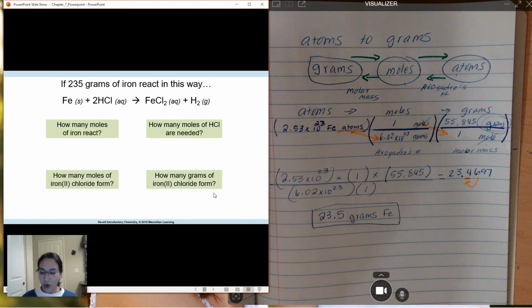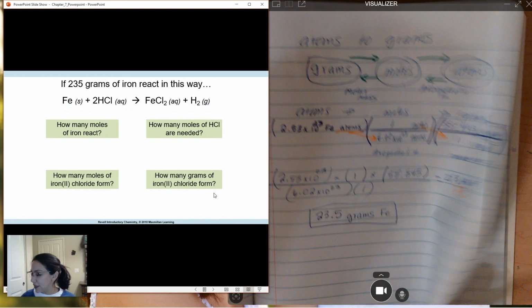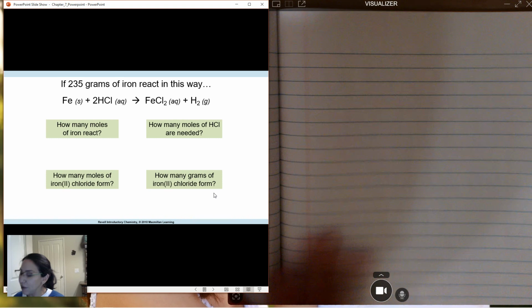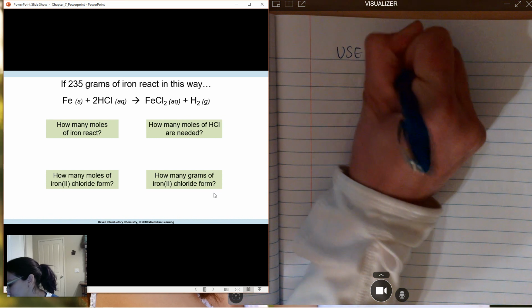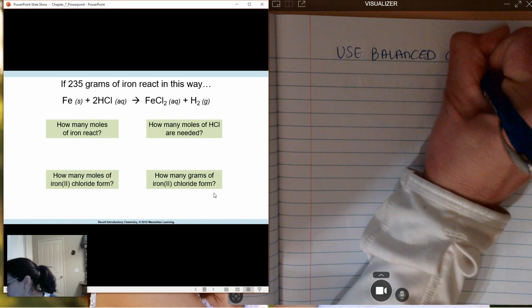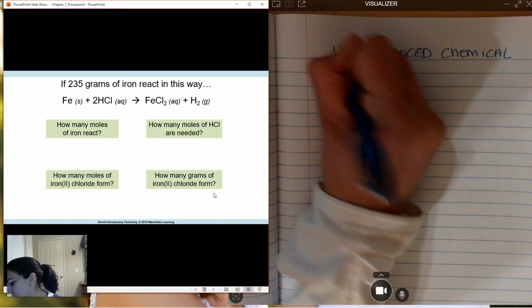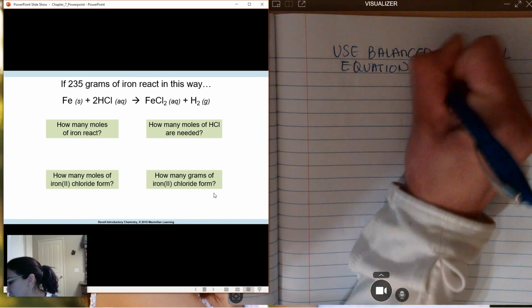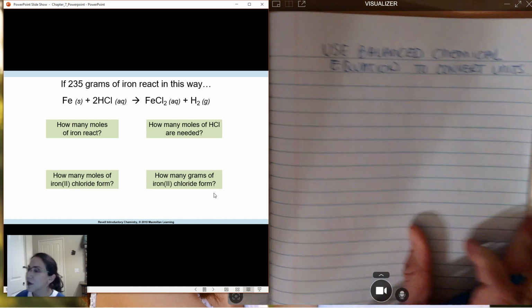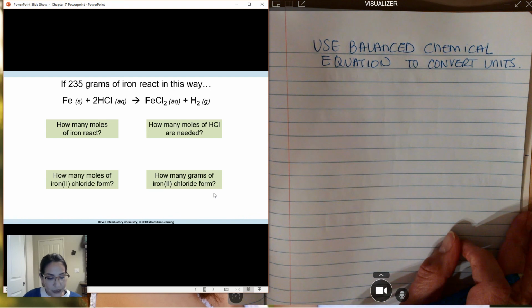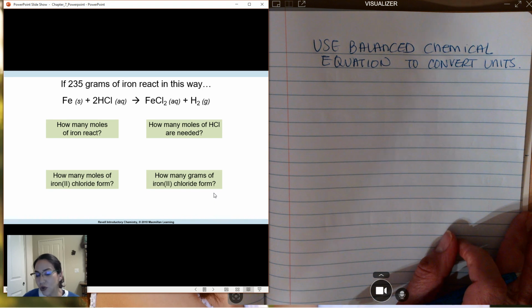So using a balanced chemical equation, we're now going to start solving the same type of problem. We use the balanced chemical equation to convert units. Things that we get to understand from our balanced chemical equation are how many moles of iron react, how many moles of hydrochloric acid are needed, how many moles of iron(II) chloride form, and how many grams of iron(II) chloride form from this.